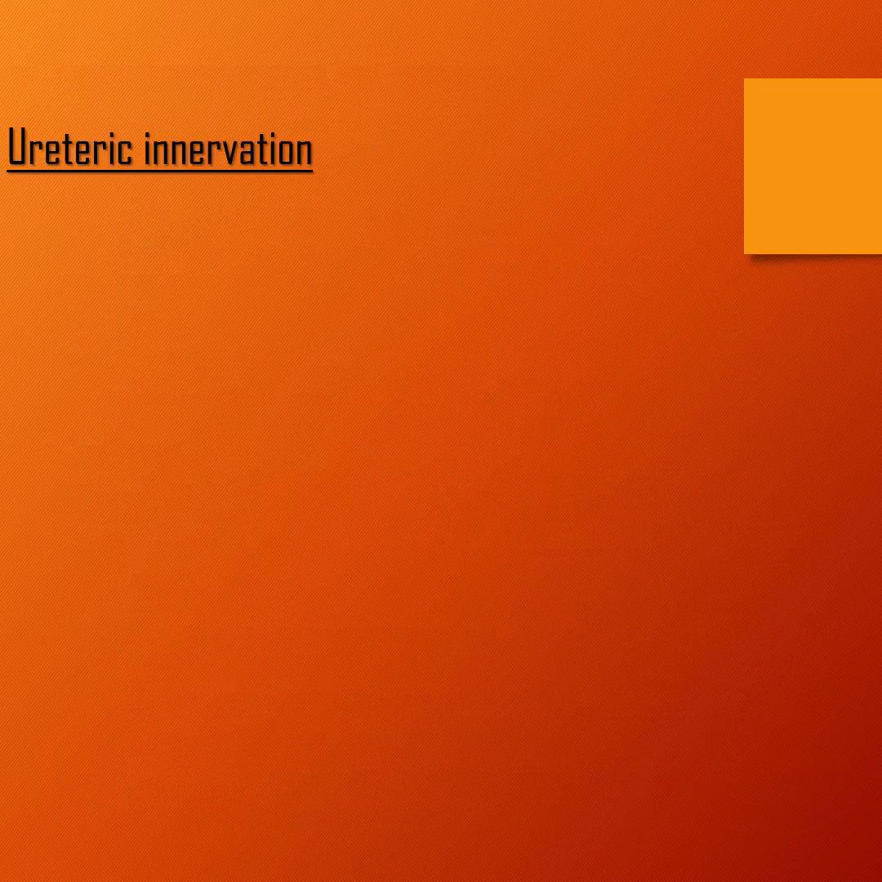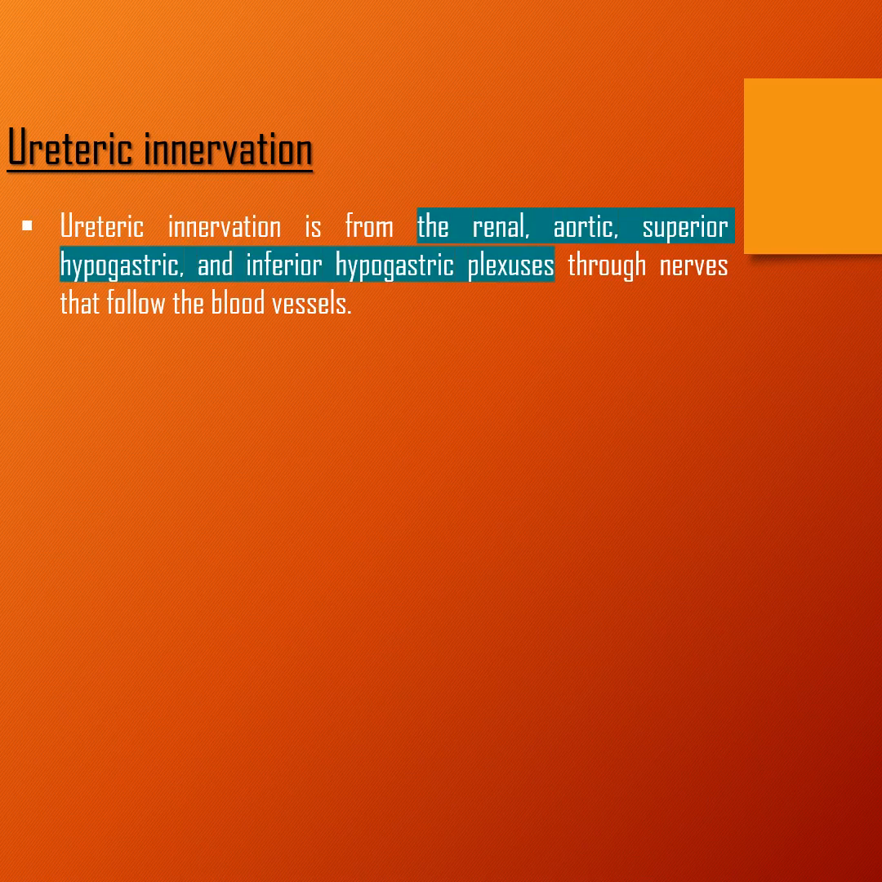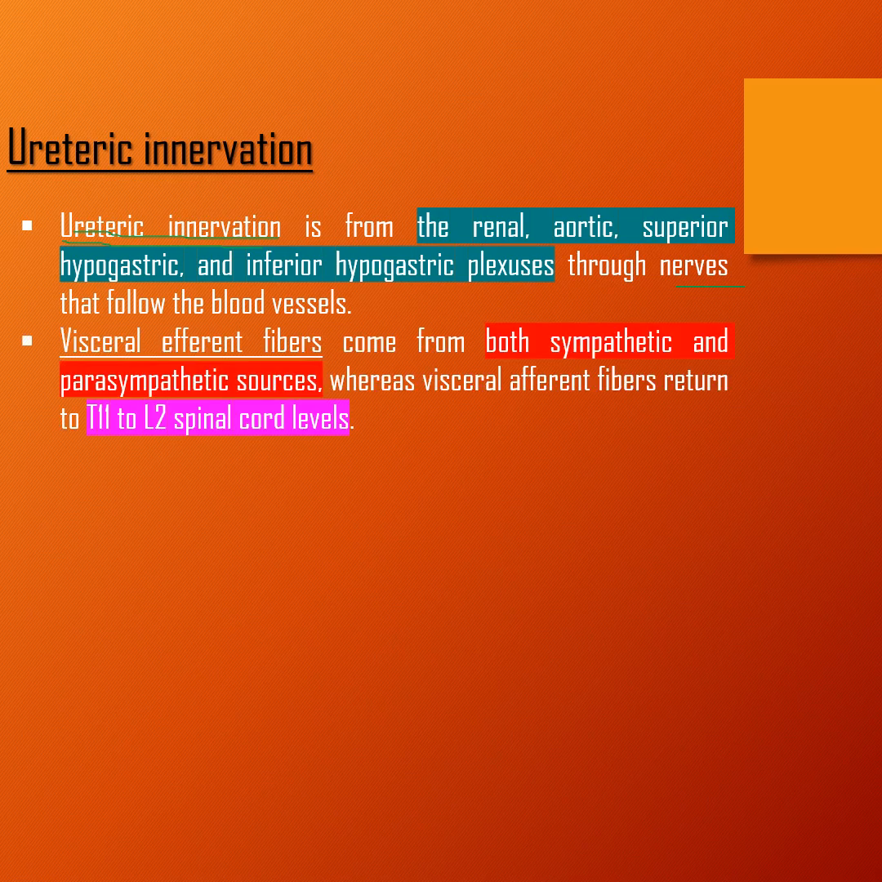Ureteric innervation. Ureteric innervation is from the renal, aortic, superior hypogastric and inferior hypogastric plexuses through nerves that follow the blood vessels. Visceral efferent fibers come from both sympathetic and parasympathetic sources, and visceral afferent fibers return to the T12 and L2 spinal cord levels.